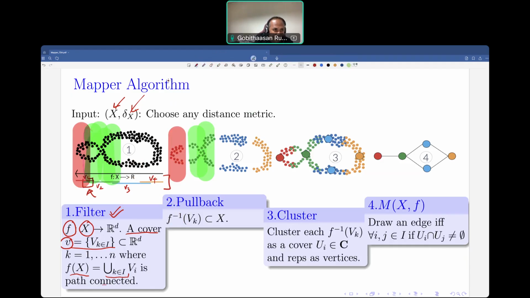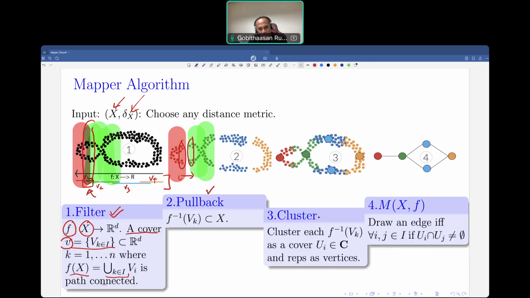There are overlaps in between this blue and red. In fact, all these points and these points are the same points, because it is path connected. I just put them separated in such a way that you get to see the red points and also the green points. So this is called pullback. The pullback of the cover induces all those original data points. Okay, so that's pullback, second step.